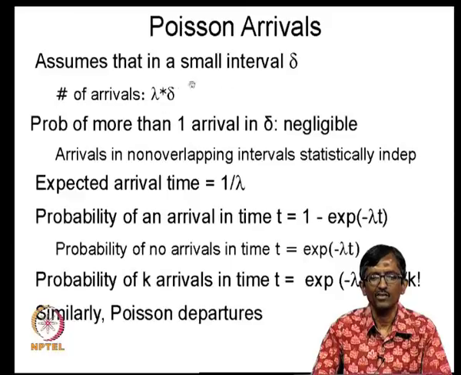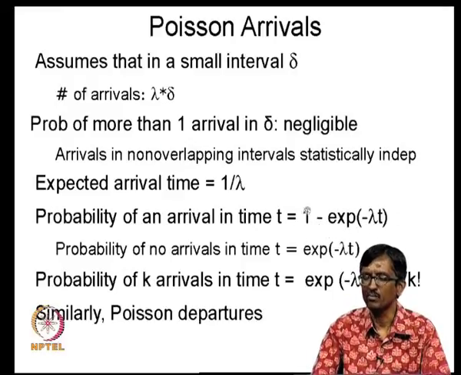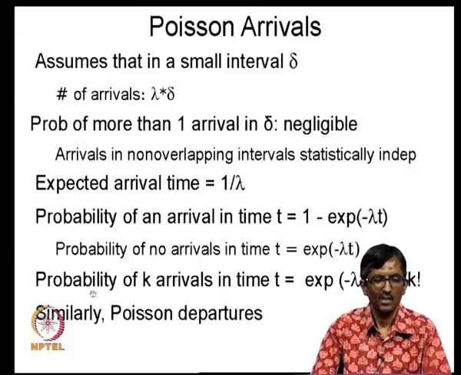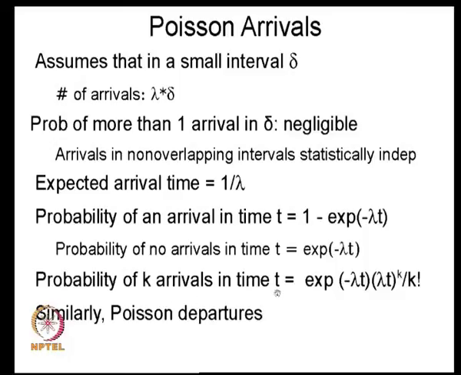So if lambda is the arrival rate, the expected inter-arrival time is 1 by lambda. And the probability of an arrival in time t, given this Poisson process, can be derived as 1 minus exponential of minus lambda t. I am not going to go into the derivation. Therefore, the probability of no arrival is exponential of minus lambda t. You can also derive that the probability of k arrivals in time t is the same, but with lambda t to the power of k divided by factorial k.